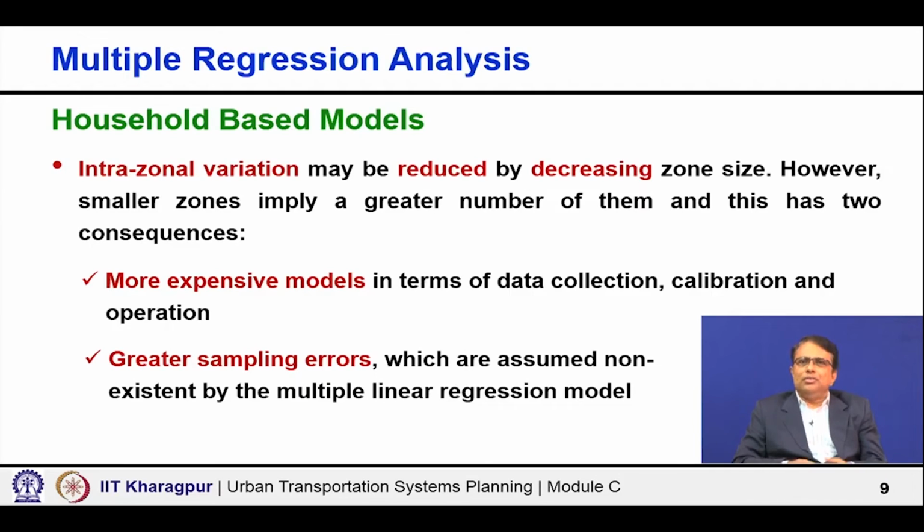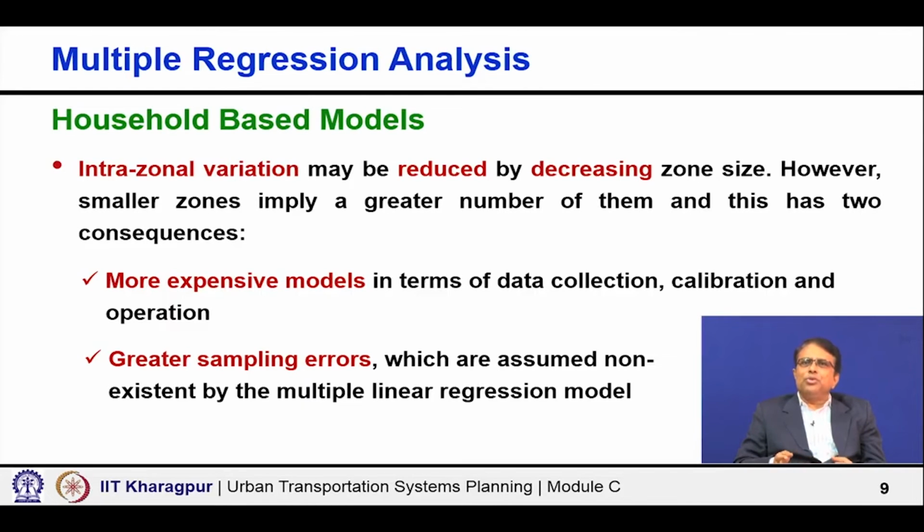So, what does it tell you? If we use a larger number of zones, then we can increase the interzonal variation or variance. And in fact, remember that when I talked about several characteristics of zonal based regression, I said intrazonal versus interzonal variation. We want interzonal variation to be more and intrazonal variation to be less.